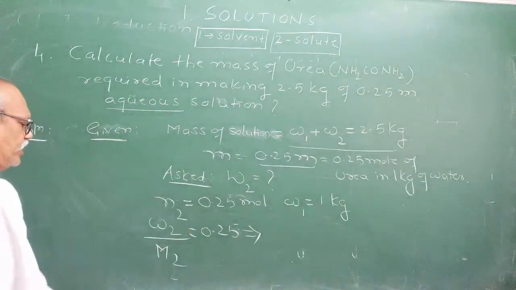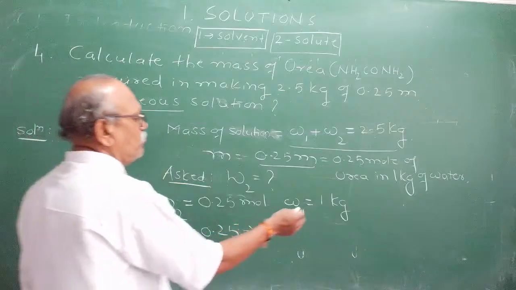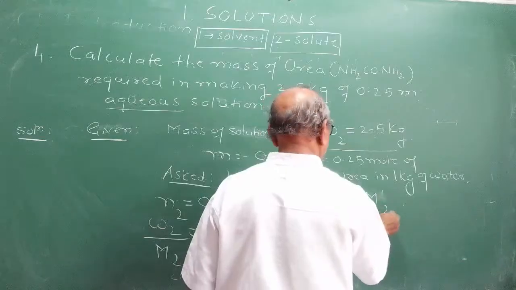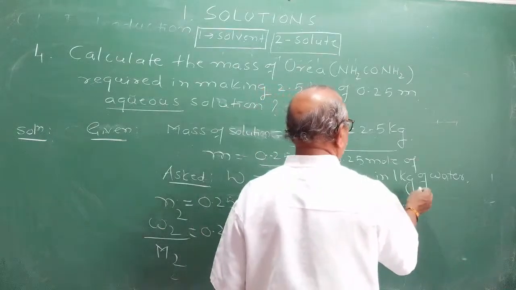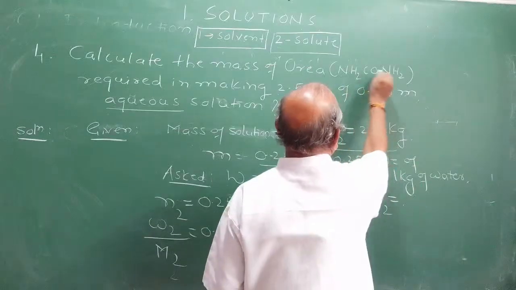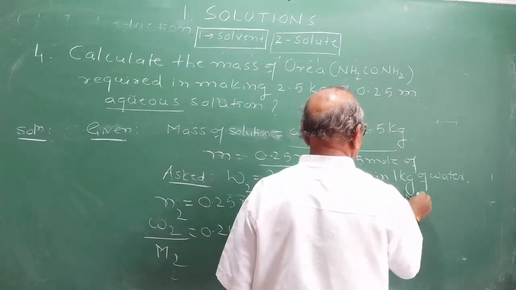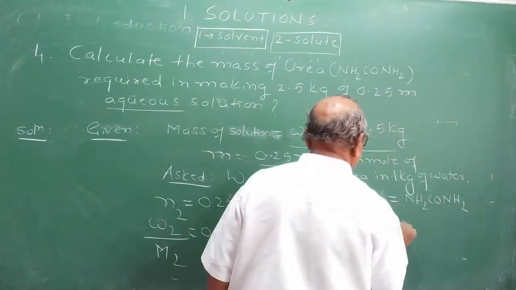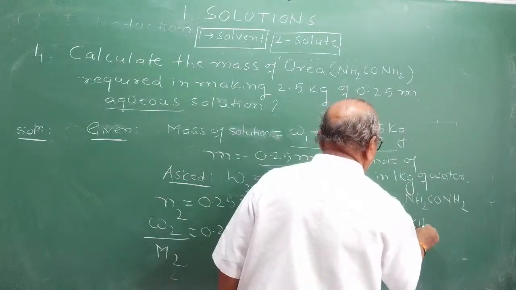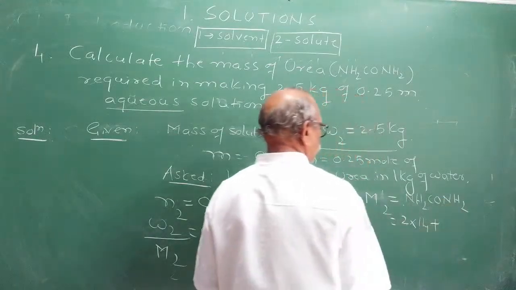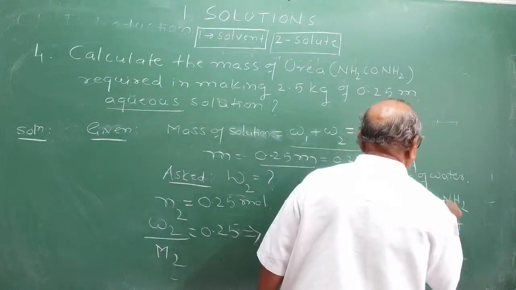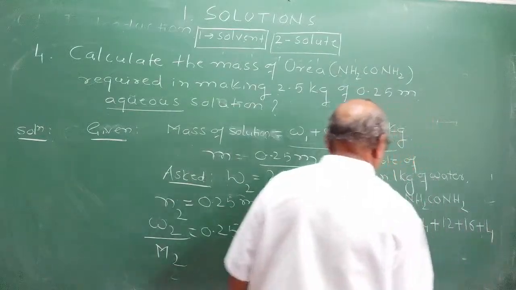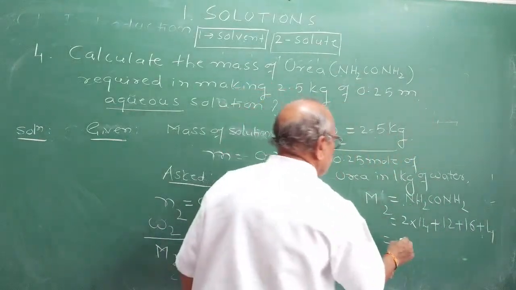Can you tell me the molecular weight? Molecular weight of urea, NH2CONH2, that is the molecular weight of the solute. M2 is obtained by taking urea NH2CONH2. There are two nitrogen atoms, each having atomic mass 14, plus one carbon with atomic mass 12, one oxygen with atomic mass 16, and 4 hydrogen.